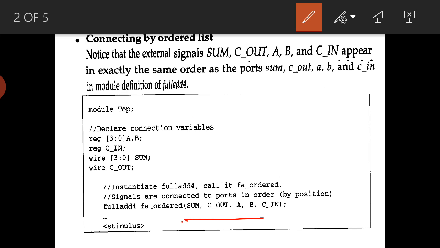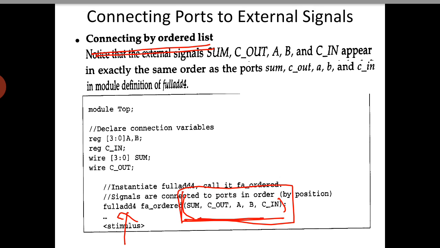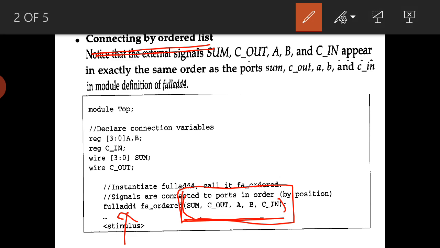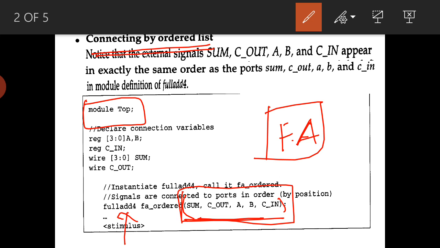If we declare the same order, then we call it connecting by ordered list. So whatever order we have declared in the module, if I mention it in the same order, then we call it connecting by ordered list. This is one method of connecting the ports to the external signals. As I have said, the full adder is the code that we are instantiating in the top.